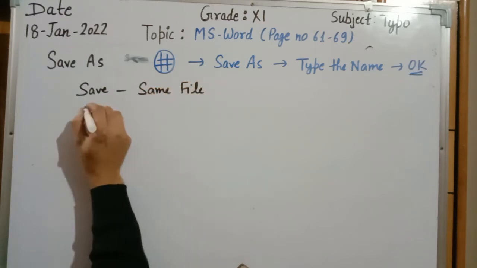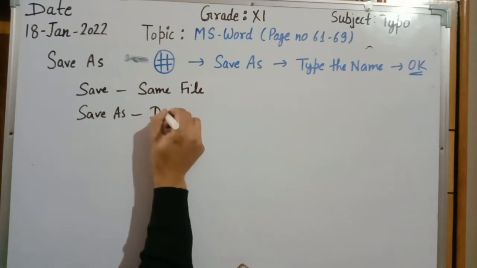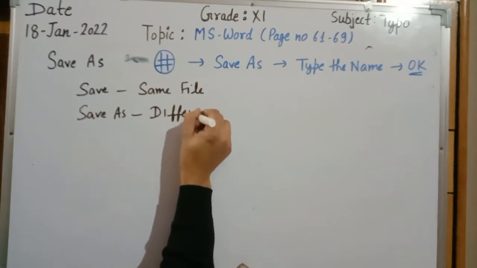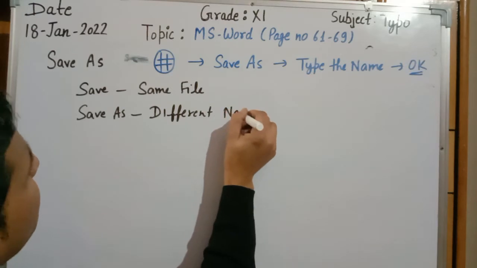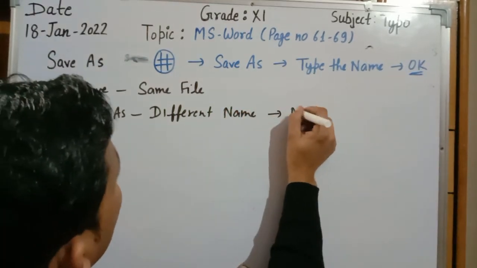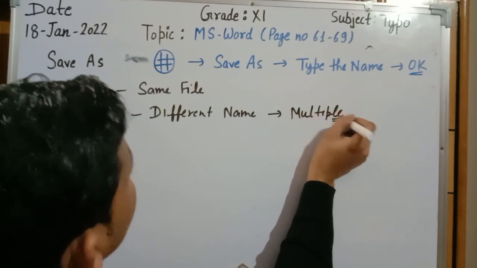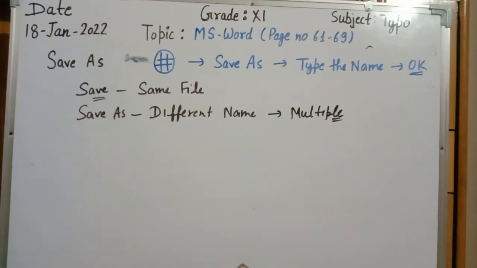While save as, what will it do? It will save the document with a different name. It will ask for a different name. So it will create multiple copies of the similar document, while save will provide a single copy.